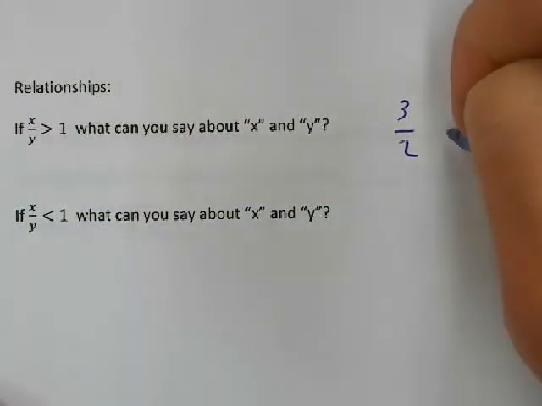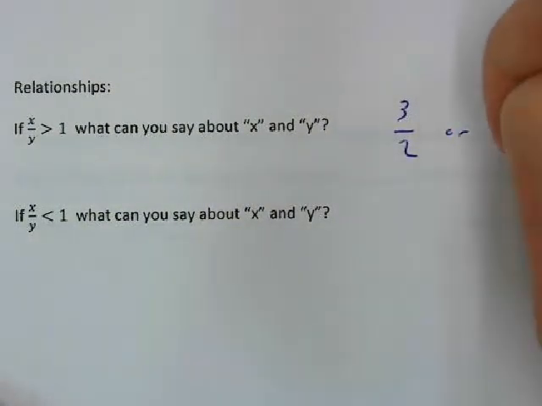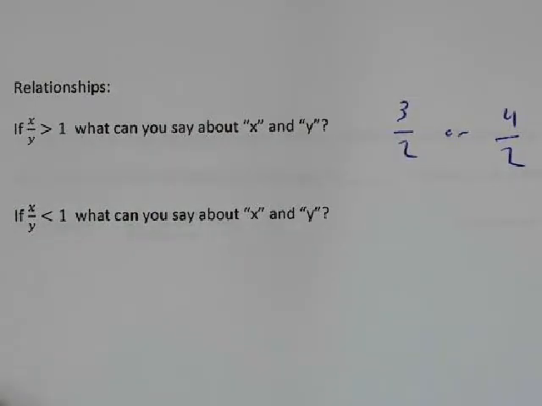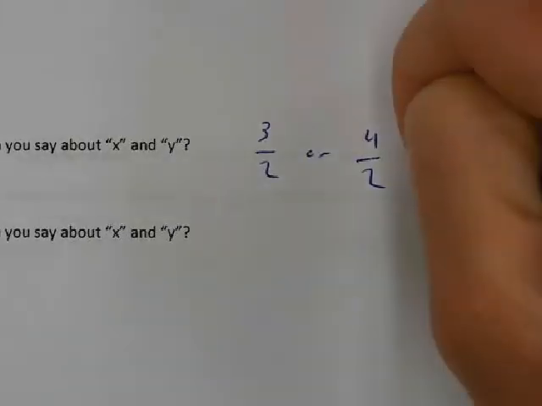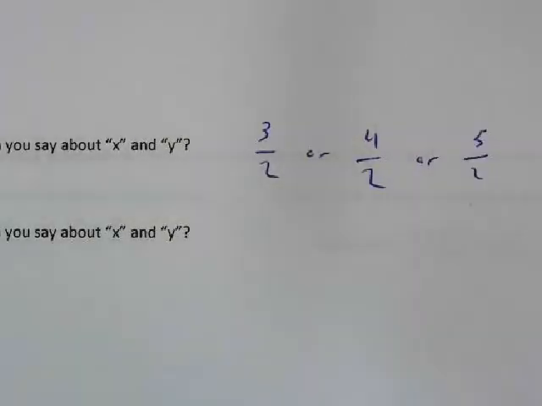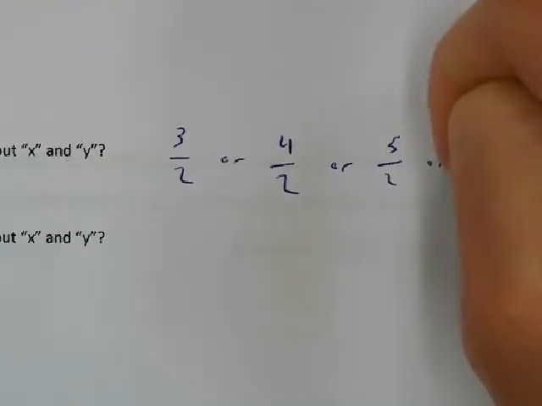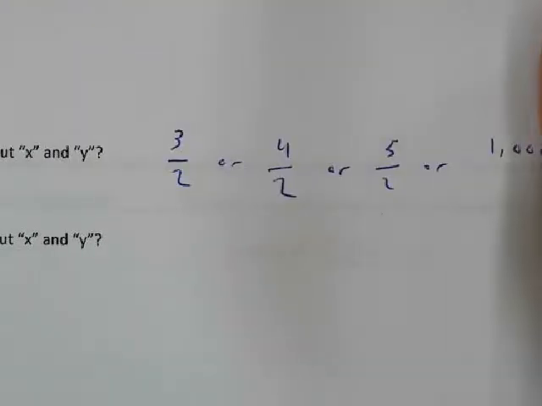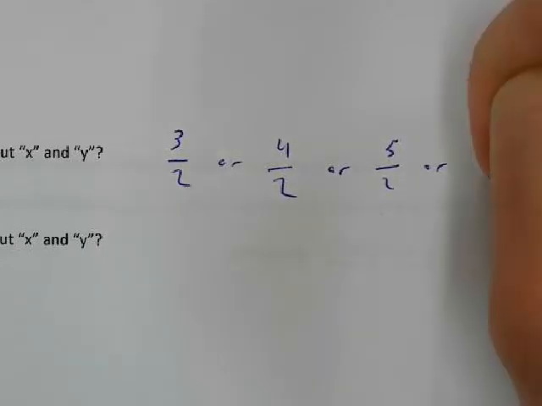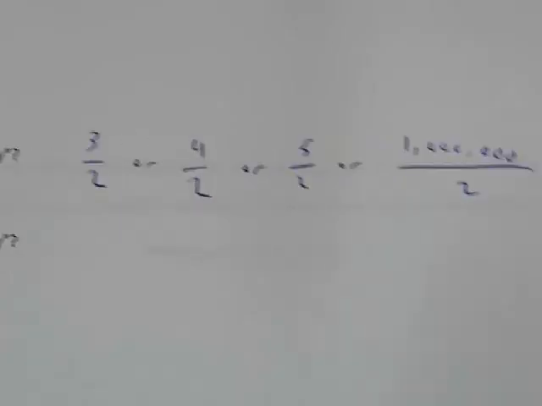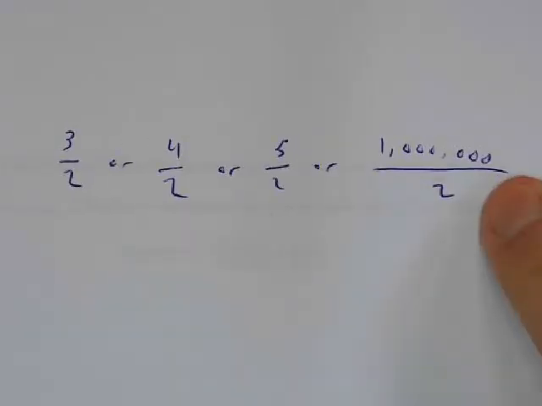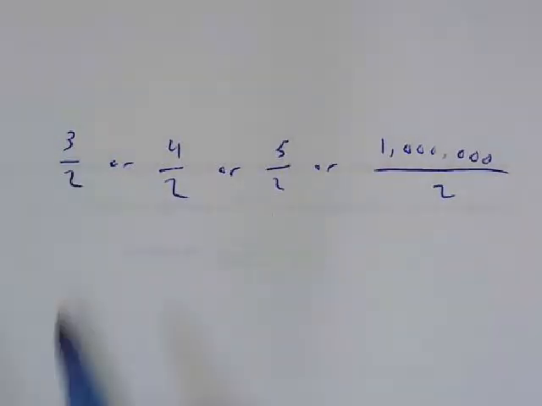Or maybe 4 over 2. That equals 2. That's bigger than 1, sure. Or 5 over 2. Or 1,000,000 over 2. And it doesn't have to be a 2 on the bottom. It could be anything. But yeah, that equals 500,000. So that's bigger than 1, sure. Okay, well, what do all four of these fractions have in common, other than there's 2's on the bottom, because that didn't have to be 2's.